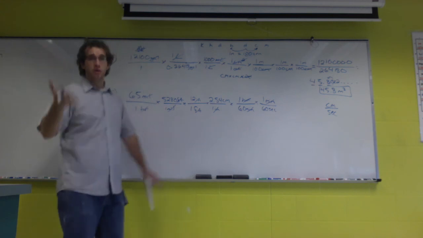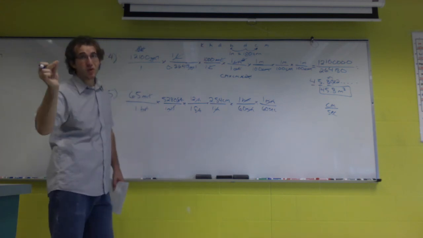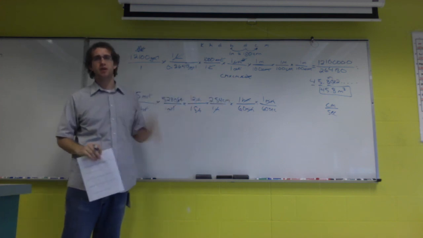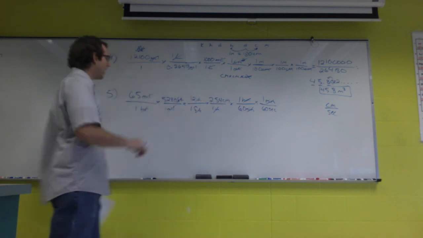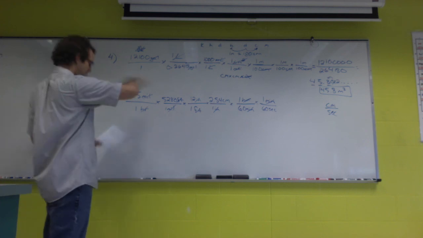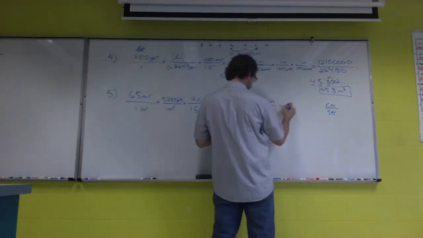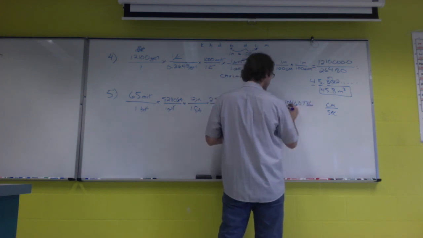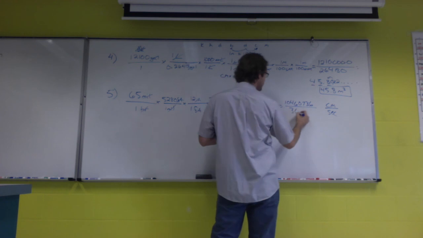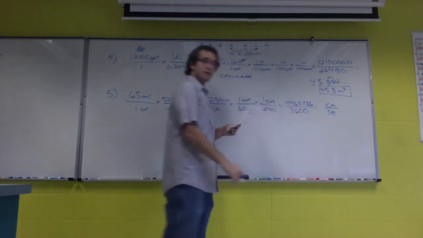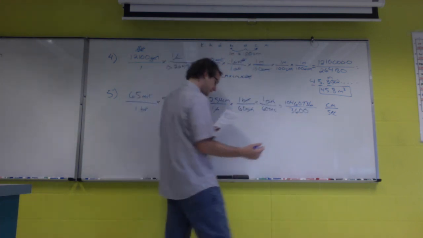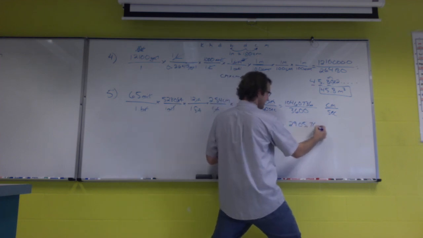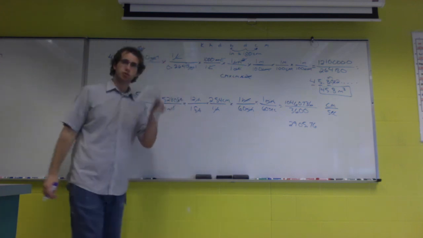You have reached your destination. The only unit that hasn't canceled is the unit we were looking for. That's why we put that target at the end, so we know when to stop. Well, all that's left is the button hitting. If we multiply the top, we should get 104,607.36. On the bottom, we should get 3,600. To get our final answer, we go ahead and divide. When you divide this, you should get 2,905.76. But check your sig figs.